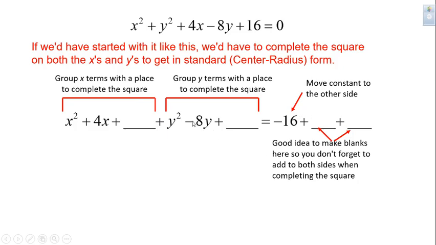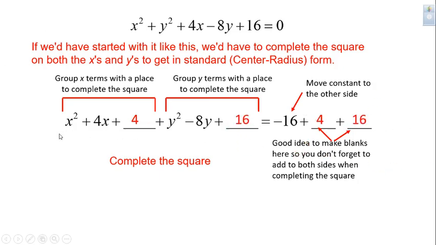And then I'll do the same thing with negative 8. I will divide it by 2, which will give me negative 4, and then I'll square that, and that will give me 16. So I would add 16 to both sides. So completing the square gives me a 4, which I'll add on both sides, and a 16, which I'll add on both sides.